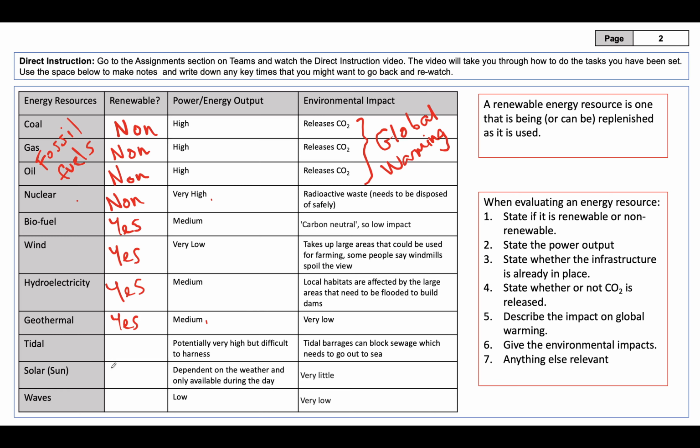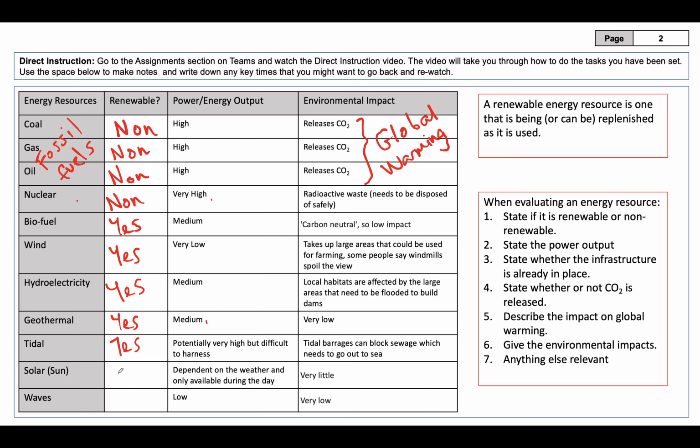Tidal, so obviously I don't know if you've spent much time looking at the sea, but twice a day the tide goes out and comes back in every 6 hours or so, and that is due to the moon. It is renewable because the moon's always going to be there, and the tides are always going to be going backwards and forwards. You can get a lot of energy out of it because you've got a lot of water moving, but it's difficult to harness.